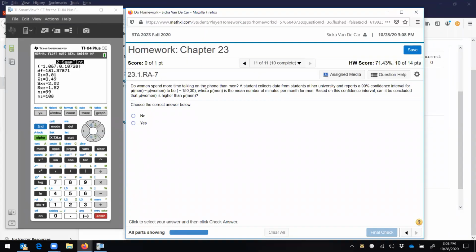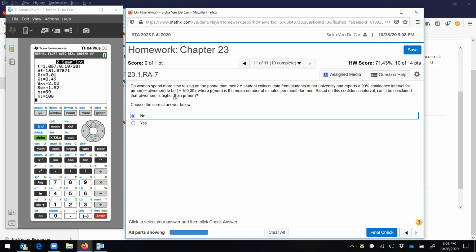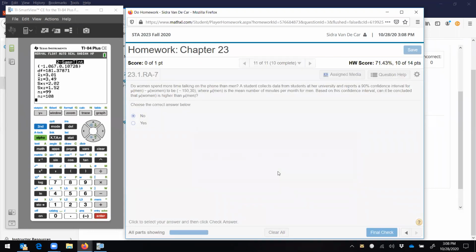Do women spend more time talking on the phone than men? A student collects data from students at our university and reports a 90% confidence interval for men versus women. Okay. 0 is inside my interval, right? We go from negative to positive. Since 0 is inside the interval, I cannot conclude that one's higher than the other.